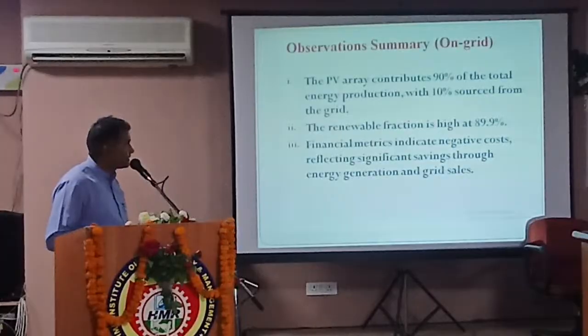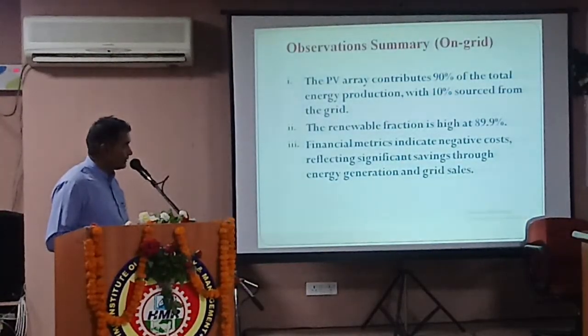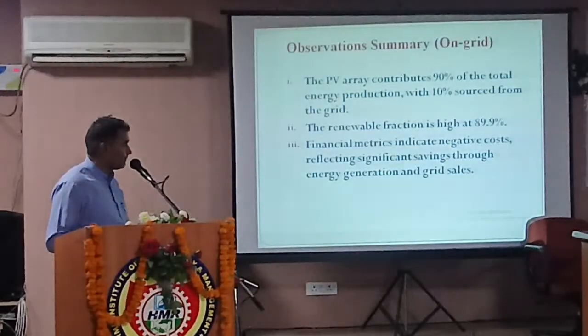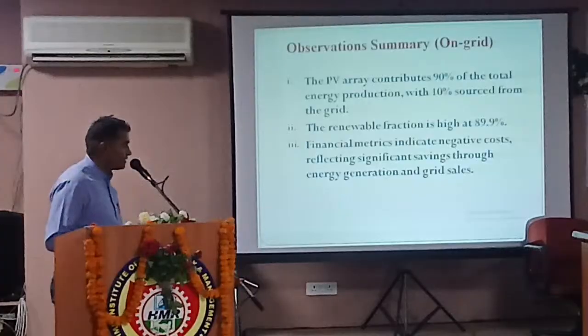This is the observation summary of the on-grid system. In this case, the PV array contributes around 90% of the total energy production, with 10% sourced from the grid. The renewable fraction is as high as 89.9. Financial metrics indicate a negative cost, reflecting significant savings through the energy generation and from the grid sales.